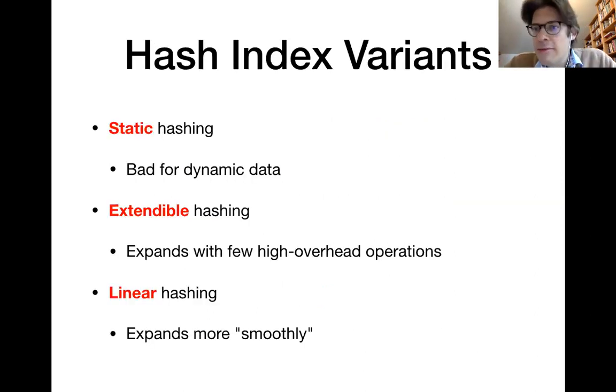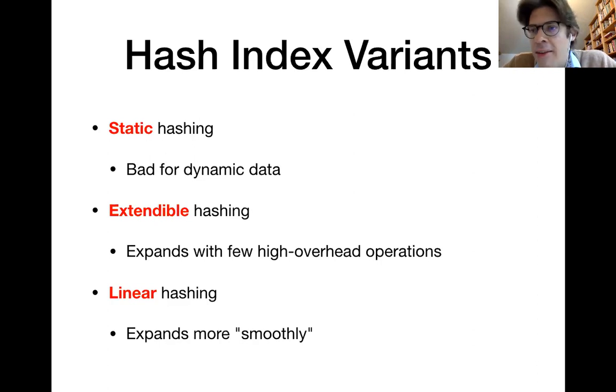Now in the following, we're going to see a couple of different hash indexes. We are going to see 3 different variants. This is a high-level overview. In the following, we're going to go into detail. We are going to start by looking at something called static hashing. And as the name already indicates, it's not a good idea if you have very dynamic data with lots of insertions and deletions. In those cases, you probably want to use something like extendable hashing.